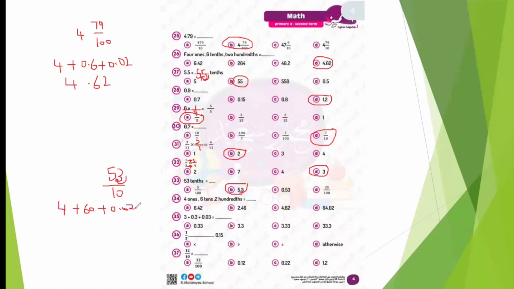0.02. We put all the numbers together. 4 and 60 whole numbers. So it will be 64.02. So the answer is D.